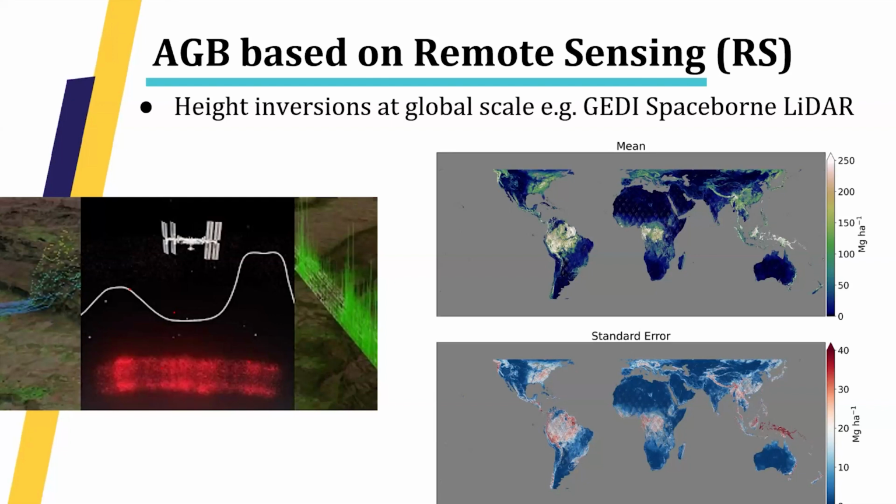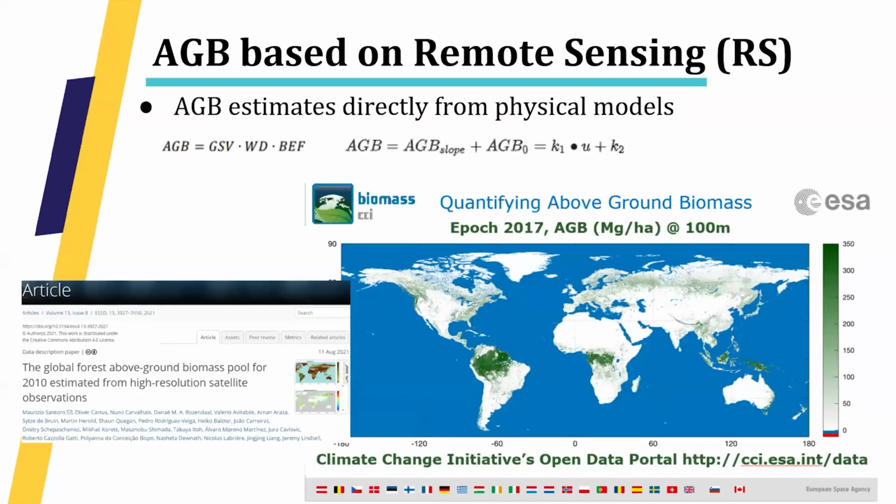So next is the CCI map produced by the European Space Agency. So GEDI was NASA and then ESA is CCI.